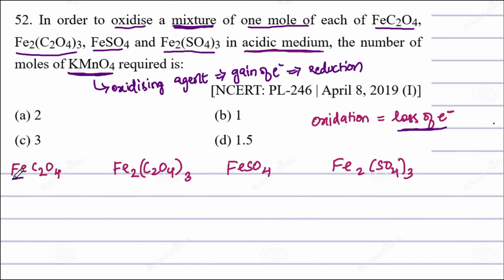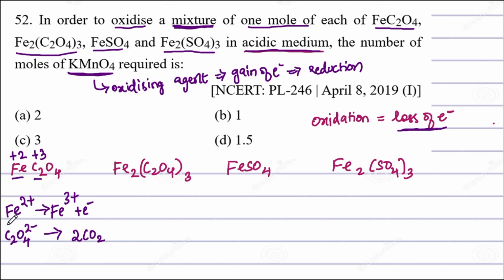So in FeC2O4, the oxidation state of iron is +2. Why? Because oxalate has a charge of -2, so the metal has a charge of +2. Then the oxidation state of carbon in this oxalate ion is +3. So both the iron and carbon will undergo oxidation. Fe2+ will be converted to Fe3+ by the loss of 1 electron. Then C2O4 2- will be converted to CO2.